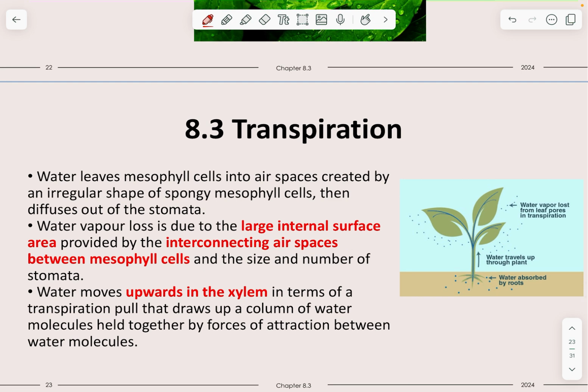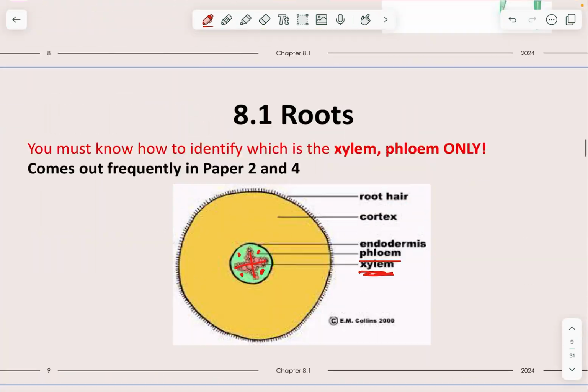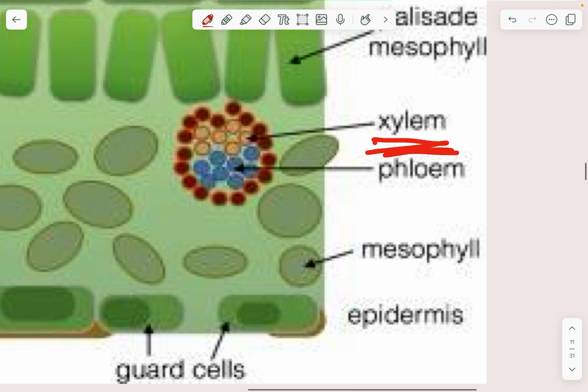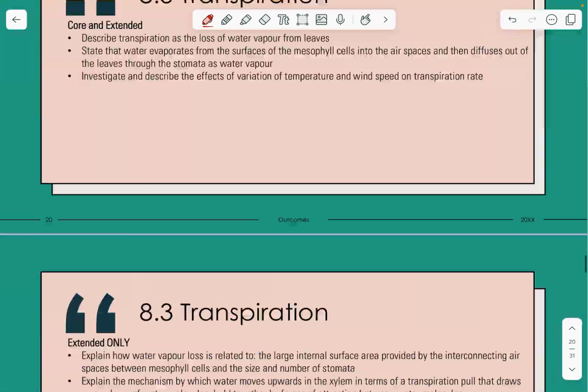So water leaves the mesophyll cell into the air spaces created by the irregular shape of the spongy mesophyll cell. What it is trying to tell you, if you remember this graph, this image, is that water is going to move out by osmosis, and then later on it will create water vapor, and all the accumulated water vapor will eventually leave by diffusion. Then later on it evaporates from the surface of the leaf. So that's the whole gist. That basically means that this is transpiration in very simple terms.